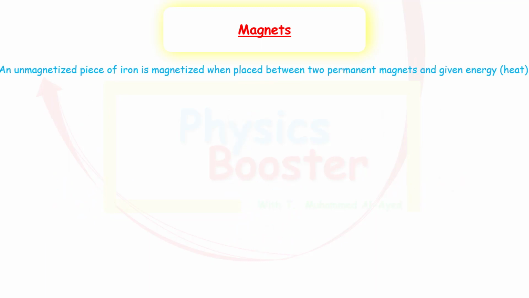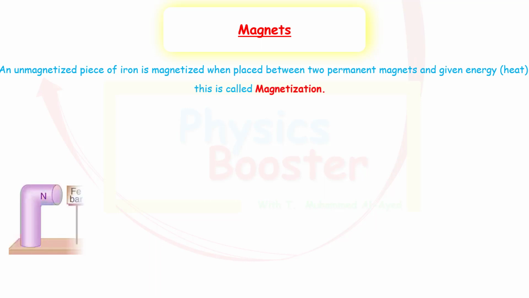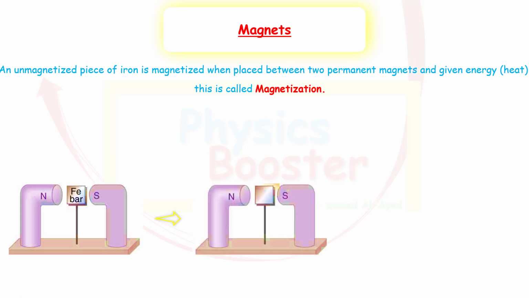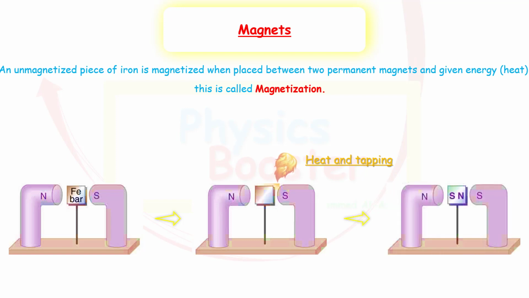Now, if I have an unmagnetized piece of iron, I can magnetize it. This is called magnetization. It can be done simply by applying two magnets on each side of, say, a ferromagnetic material such as an iron bar. Then I will apply heat on this piece of metal and I will start tapping on it. So finally, this material will be transformed into a magnet.